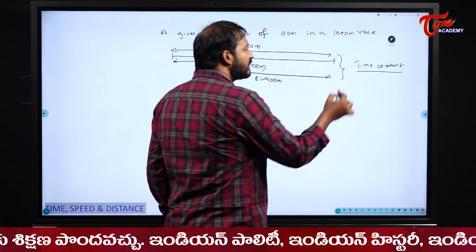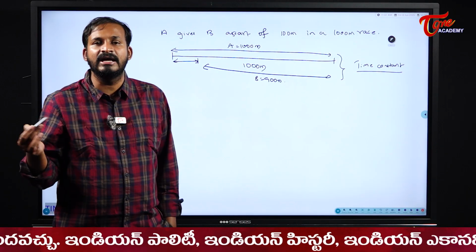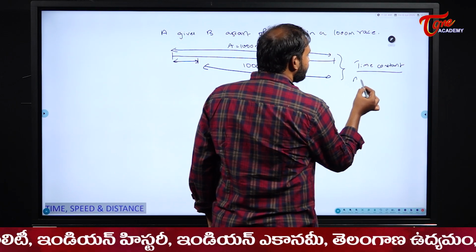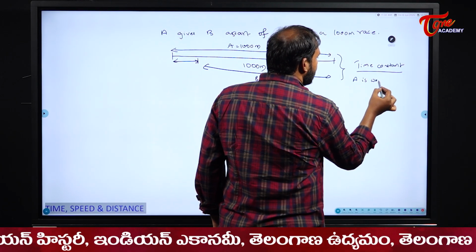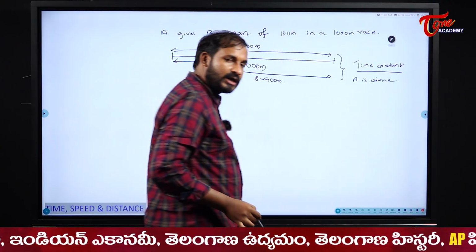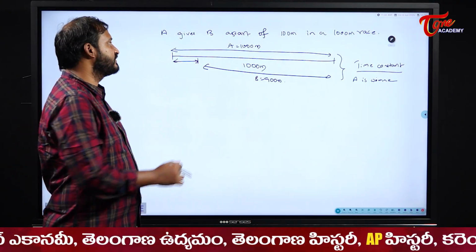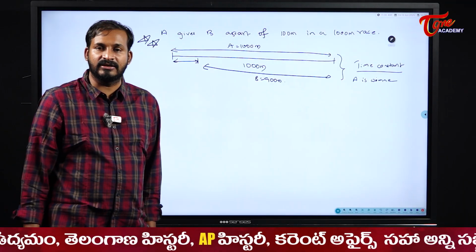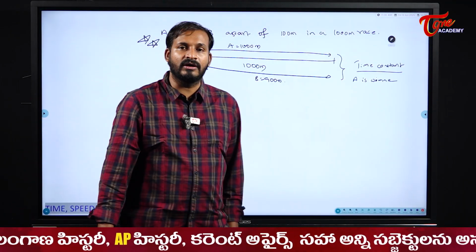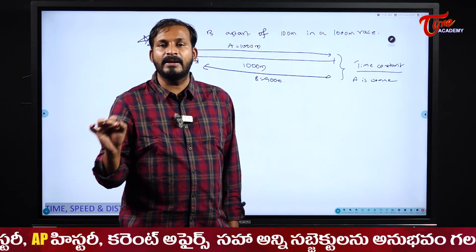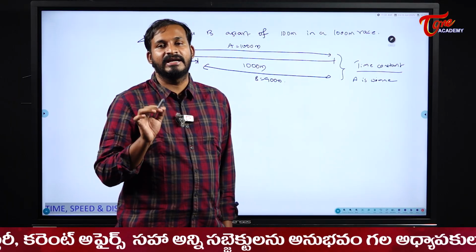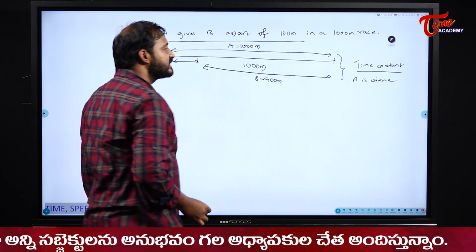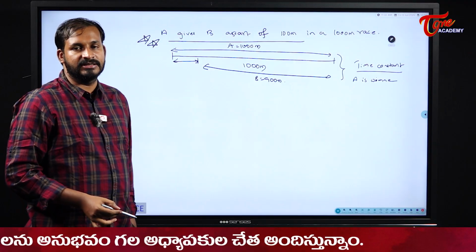And obviously the person who covers more distance will be the winner. So here A is the winner and B is the loser. Understood? This is the understanding which we should make here. A gives B a start of 100 meters in a 1000 meter race means A is going to cover the entire 1000 meters but B will cover just 900 meters. That is the meaning of this. A is going to give a start of 100 meters to B.